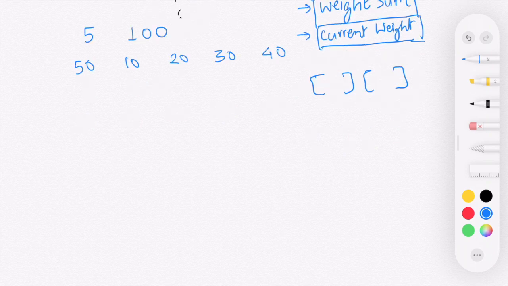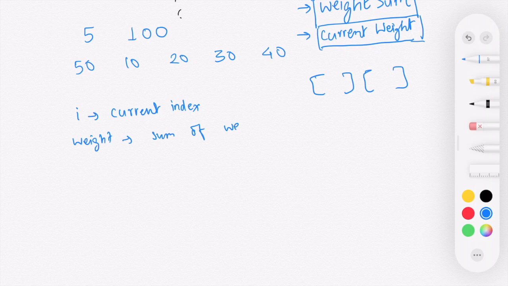Okay. Now that we know this is a two-dimensional DP, let us define our variables. I will define a variable called I, which is the current index. Then I'll declare a variable called weight, which is the sum of weights until I. And let's have a static variable called total, which is 100 in this case, the maximum sum. This doesn't change, right? This doesn't change.